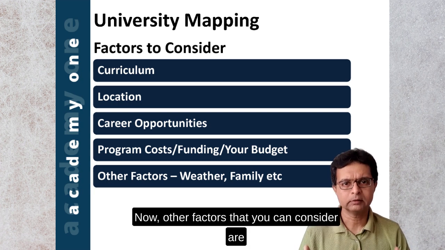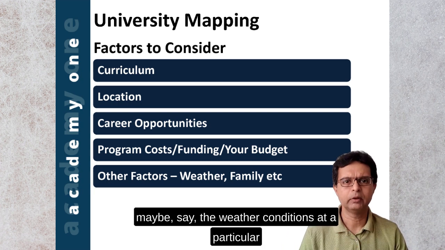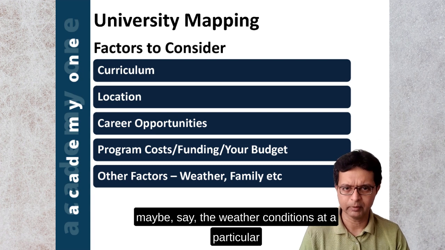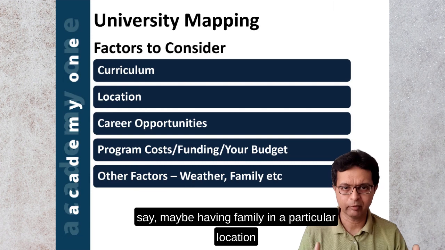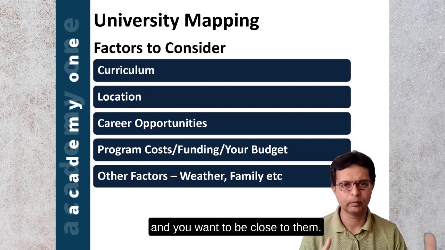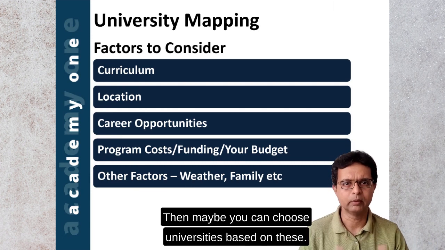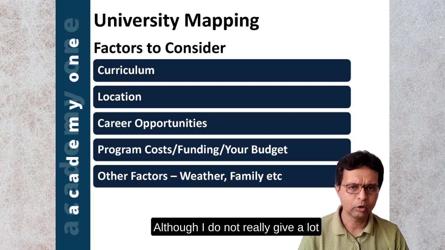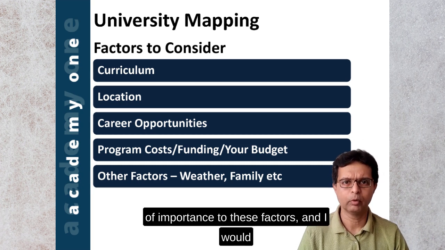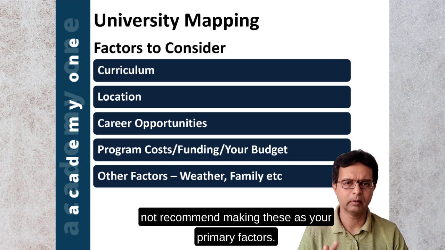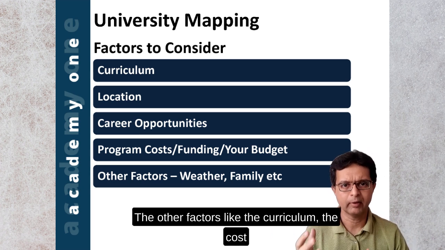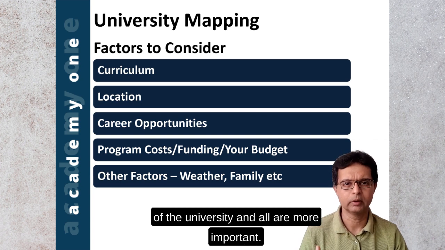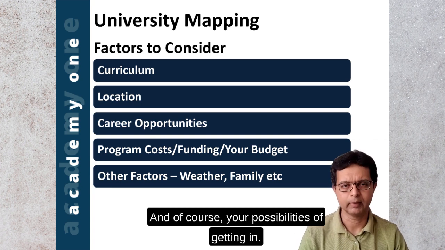Now, other factors that you can consider are, say, the weather conditions at a particular place, in case those are important to you. Say, maybe having family in a particular location and you want to be close to them, then maybe you can choose universities based on these. Although I do not really give a lot of importance to these factors, and I would not recommend making these your primary factors. The other factors like the curriculum, the cost of the university, and all are more important, and of course your possibilities of getting in.